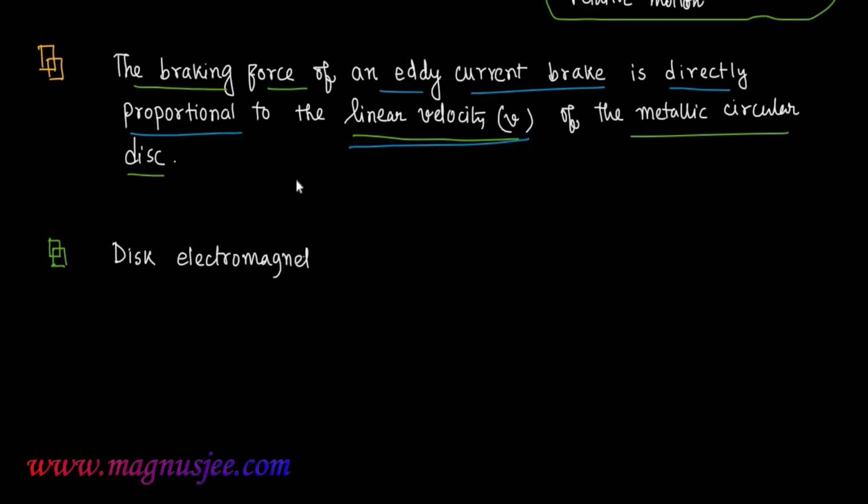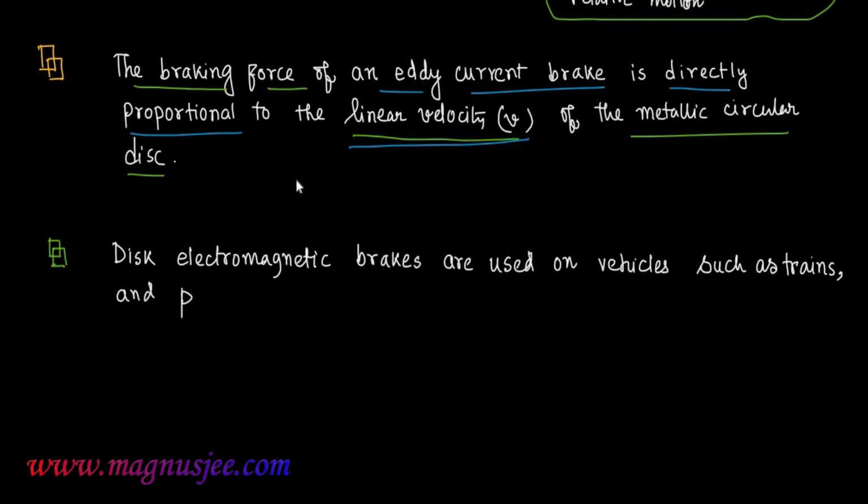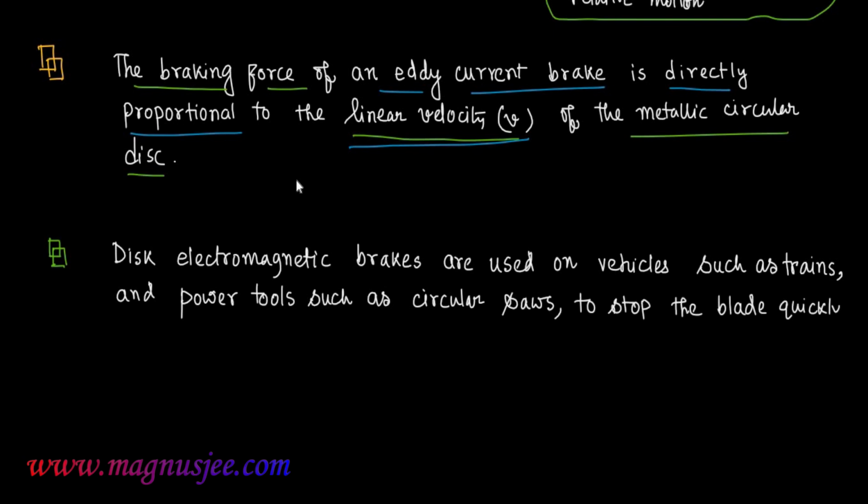The disc electromagnetic brakes are used on vehicles such as trains, and power tools such as circular saws to stop the blade quickly when the power is turned off.